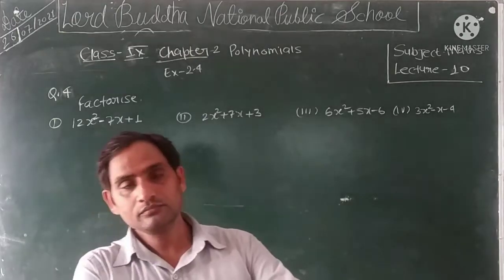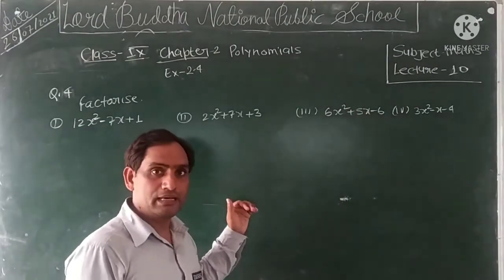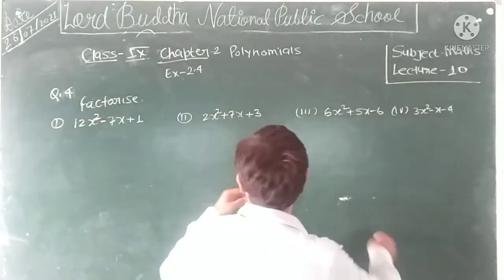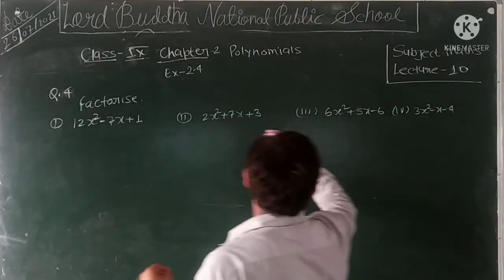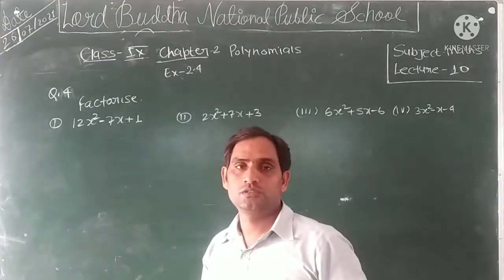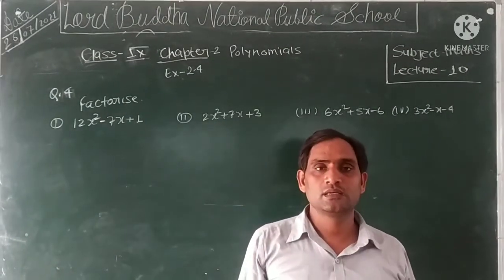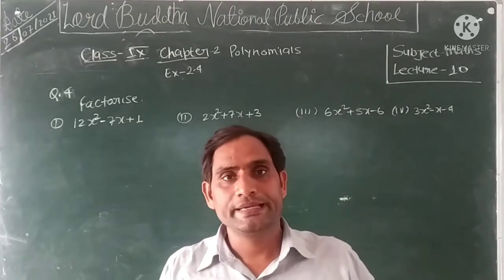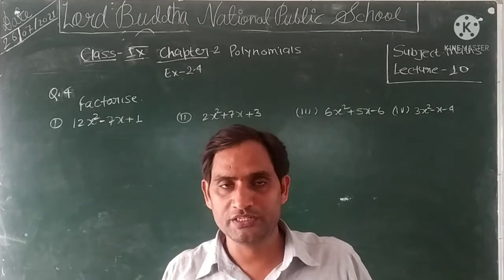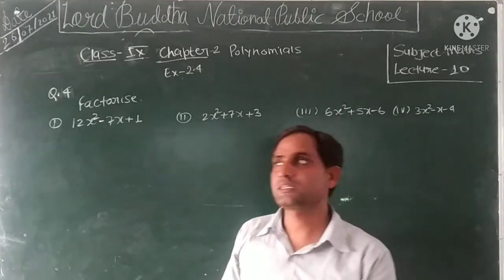Okay? From the question we see that all the 4 parts are quadratic polynomials. Now, to factorize these polynomials we use the method of splitting the middle term in 2 parts. Okay? Now, we solve the first part.